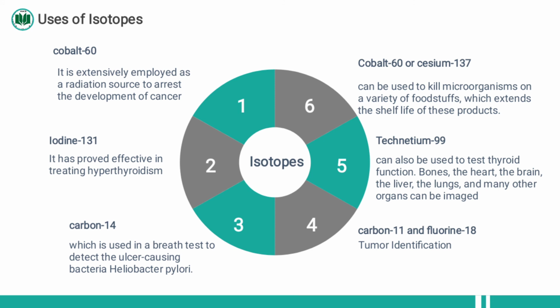Moreover, technetium-99 is used to image different body organs like the brain, heart, liver, lungs, etc. Last but not least, carbon-11 or fluorine-18 is used for tumor identification. If a tumor is developing in the body or in a specific organ, then we use carbon-11 and fluorine-18 to identify the location of that tumor.